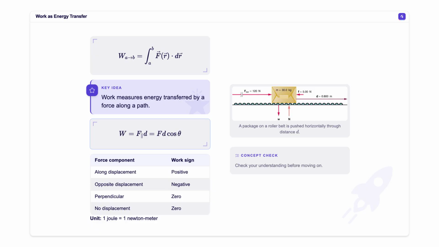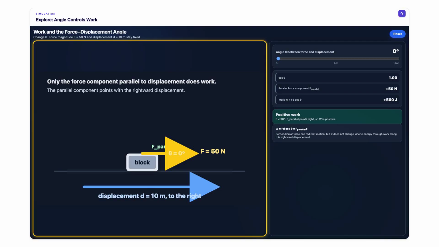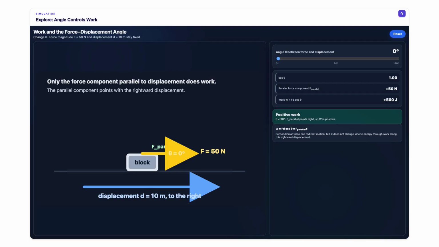Keep that angle idea in mind. Next, you will get to change the force direction and watch the work change in real time. Start with the angle at 0 degrees. The force and displacement point the same way, so the dot product is positive, and with force and distance fixed, this gives the largest possible work.